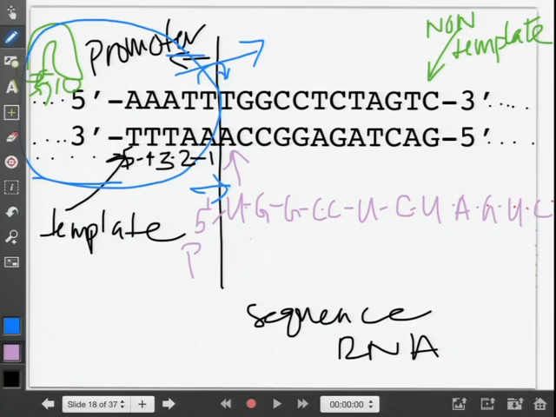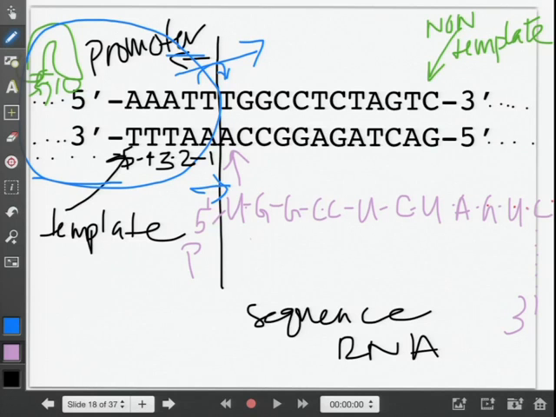And then dot, 3' end. Right? You're with me? And for this, we don't care about the non-template strand, right? Whatever, it's just sitting there. We don't use it. We don't need it. We're not going to care about it right now. We might care about it a little bit later.